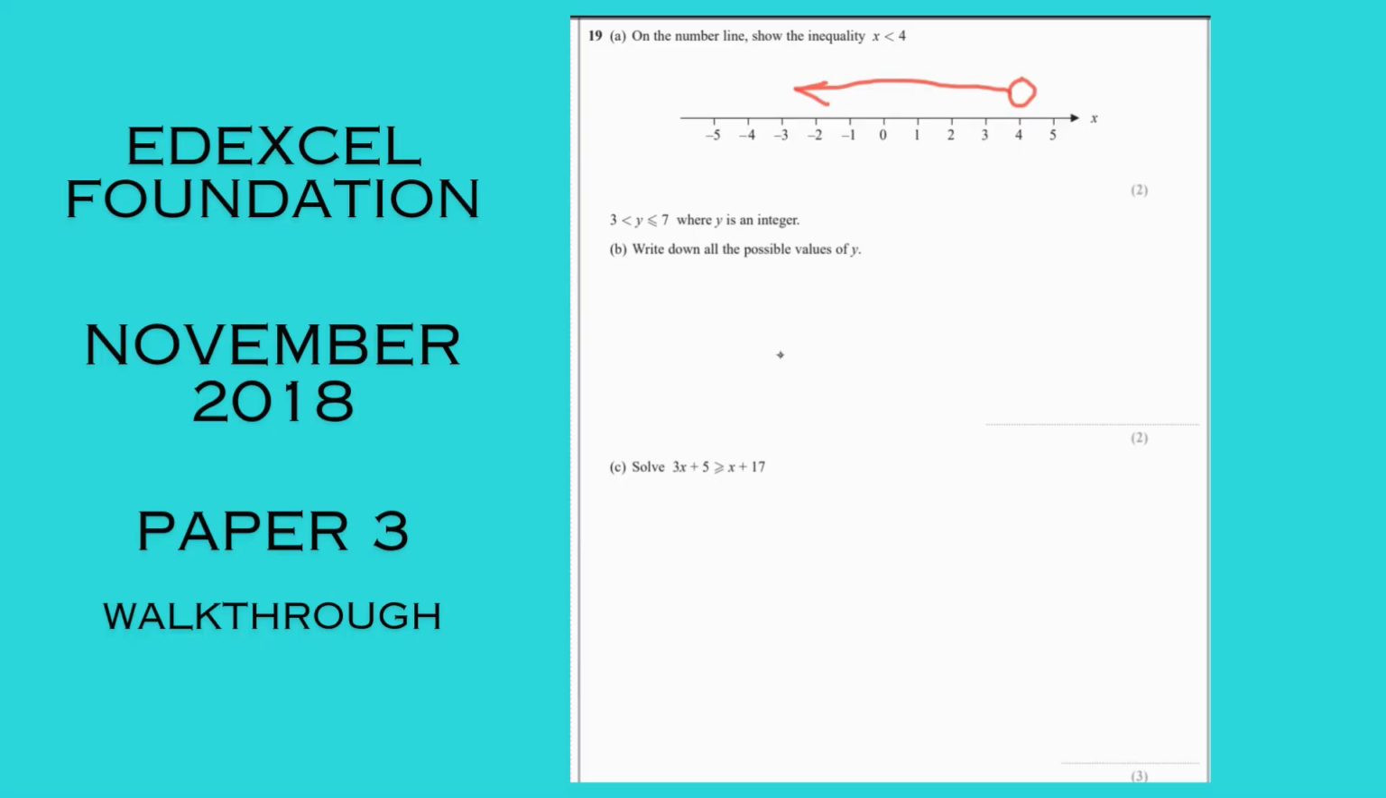Part B, all the possible values. Integers means whole number, so the smallest possible is not 3. We start the list at 4 and we stop at 7 because that's the upper limit.